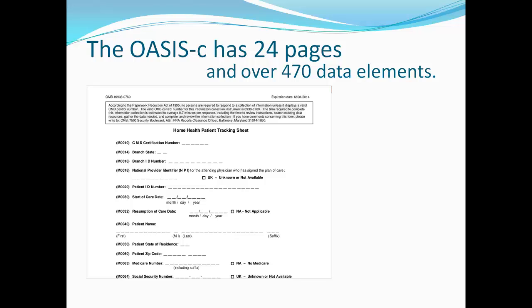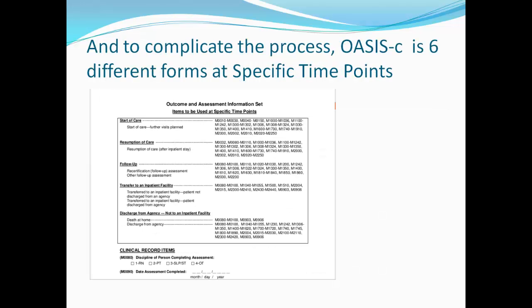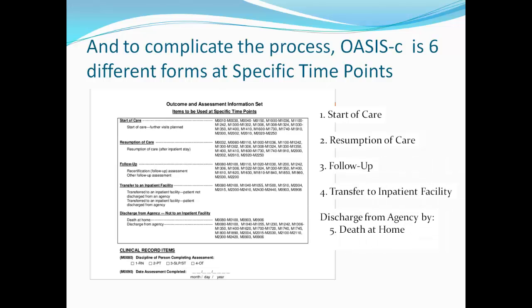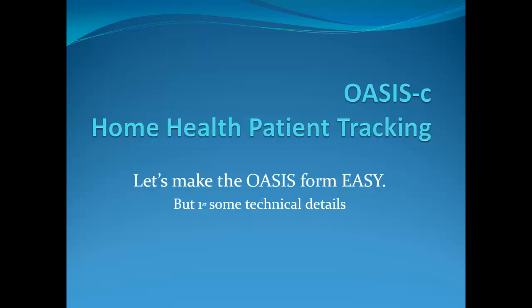If you're familiar with the OASIS form, you recognize the first page. But on the third page is where the real fun is, following the specific time points by M-codes. These time point paths are the start of care, resumption of care, follow-up, transfer to an inpatient facility, discharge from agency by death at home, or discharge from an agency. And as you look at the M-code paths in the center, you'll see that the data is cherry-picked from across the 24 pages. So this system has the data sliced and organized from the OASIS form. Obviously, we allow you to enter the data with streams sufficiently organized by what we call time point paths.